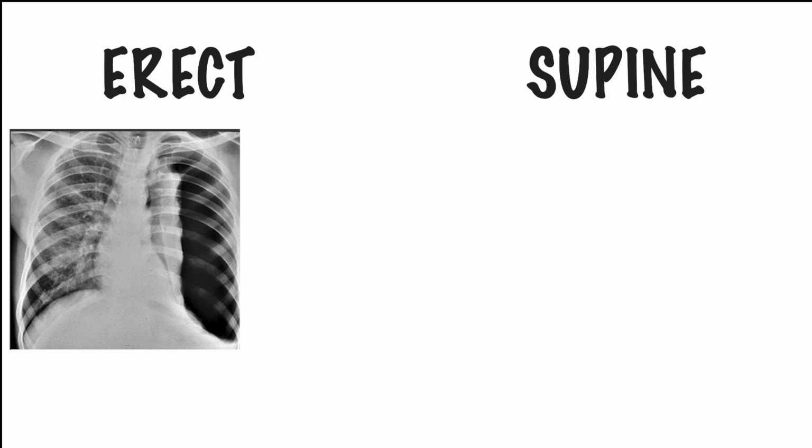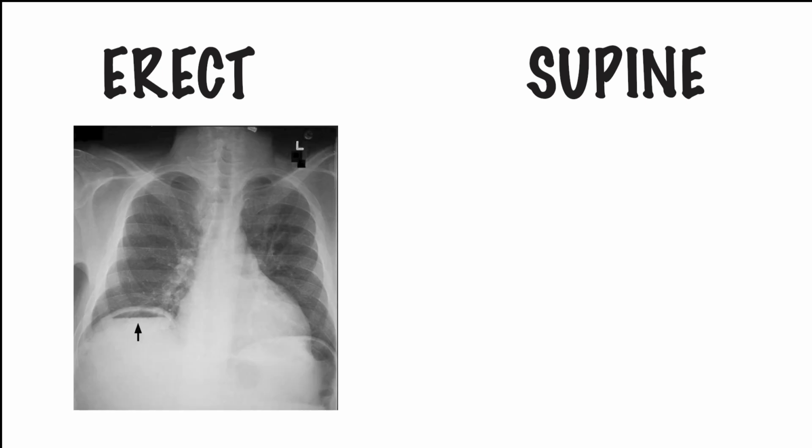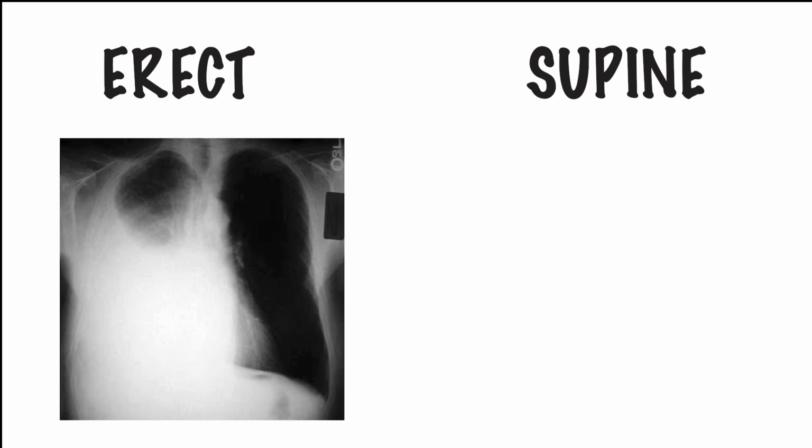Films can be taken with the patient standing, which we refer to as erect, or lying down, which we call supine. Erect films are often done because they can identify gas which passes upwards, for example in a pneumothorax, and would be much more obvious as free gas beneath a diaphragm, for example in perforation of an abdominal viscus. Fluid, on the other hand, like a pleural effusion, is also much more obvious on erect films.